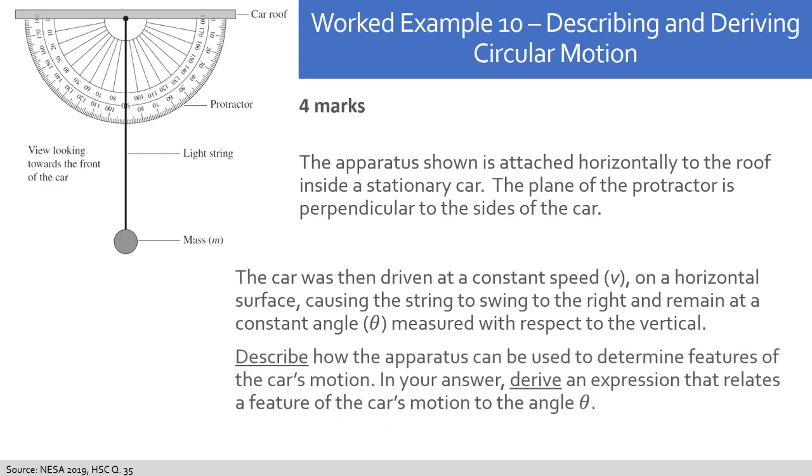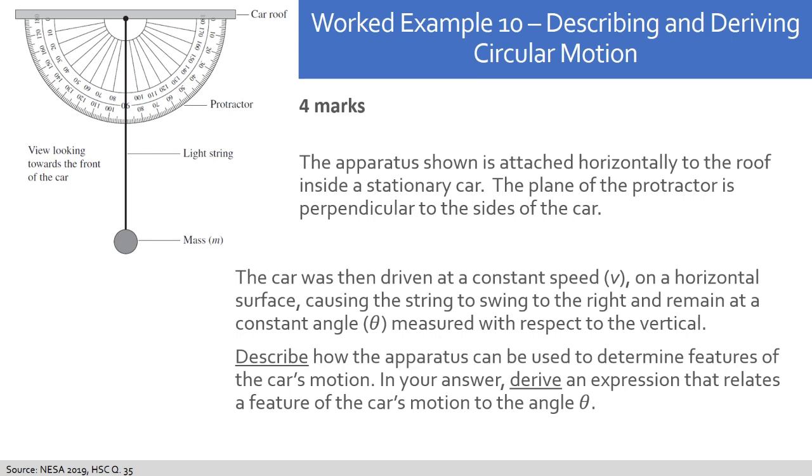Here's the question. Describe, and I've underlined the key verb, how the apparatus can be used to determine features of the car's motion. In your answer, derive, and there's another key verb, an expression that relates a feature of the car's motion to the angle theta. Now this is a hard question, and it's designed to sort out those who can simply describe to those who can describe and derive an expression. It is question 35, so we expect as the paper goes on that the questions get harder.